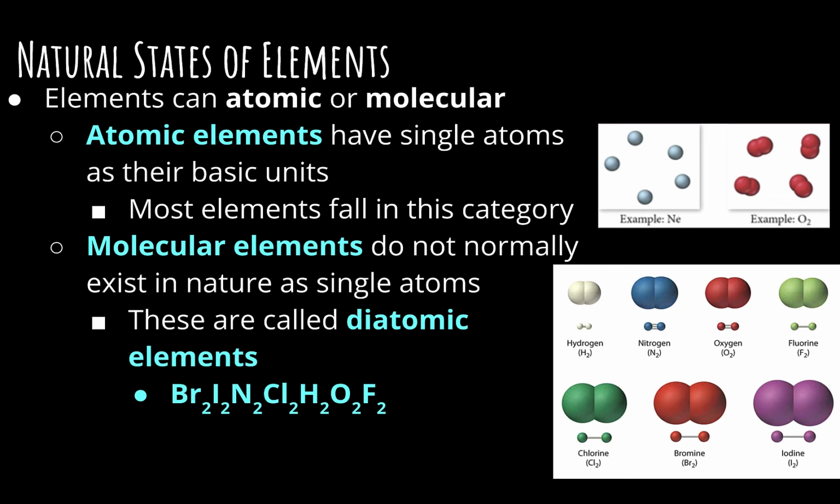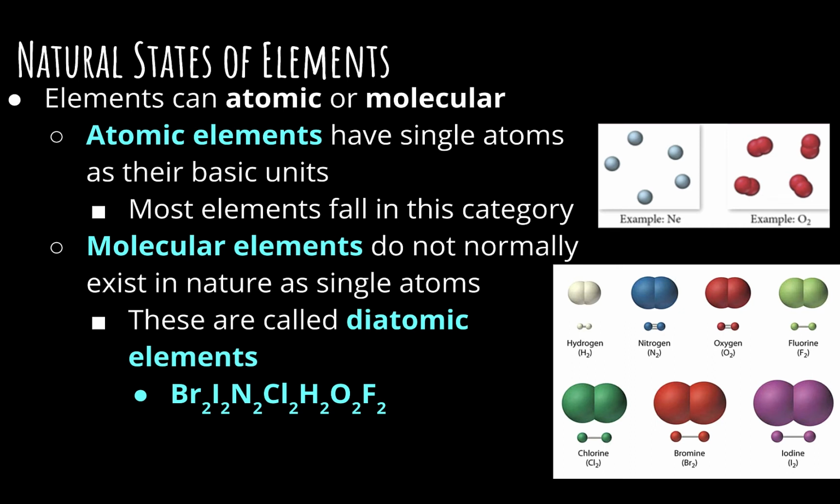This is something that we didn't talk specifically about when we were talking about the periodic table, but when you're looking at elements, they can be atomic or molecular. So an atomic element is an element that's found as single atoms. Most elements are atomic elements, so that means most elements can exist by themselves as single atoms.